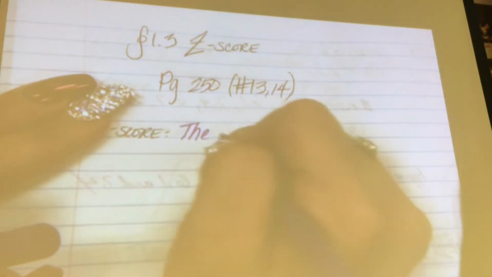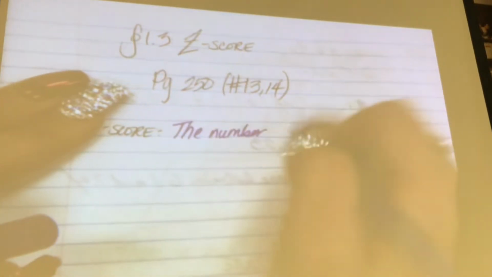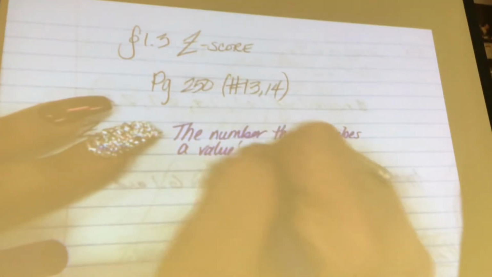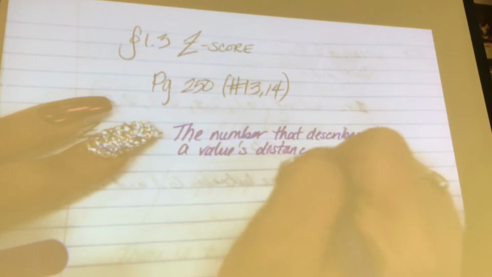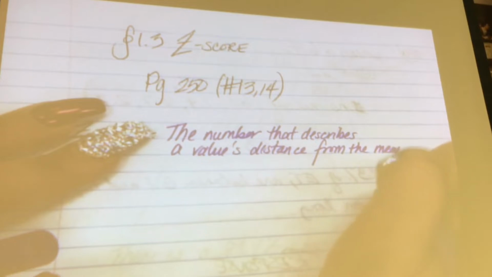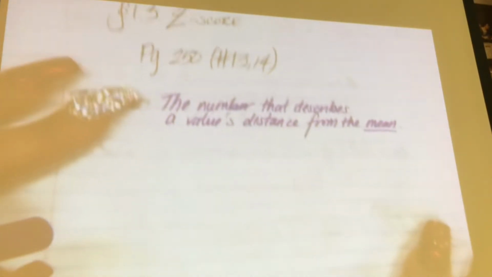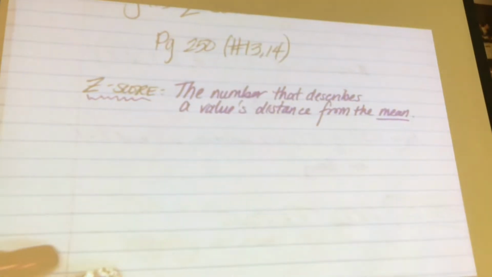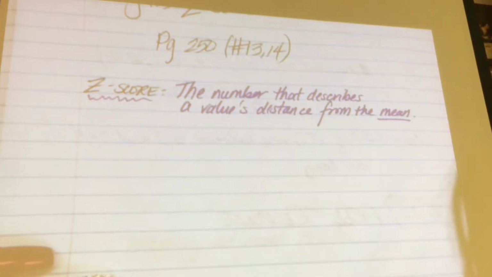All right, so let's go over what a Z-score is. A Z-score is defined as the number that describes a value's distance from the mean. A Z-score is kind of like an absolute value. How far is it from 0? But this one is how far is it from the mean.